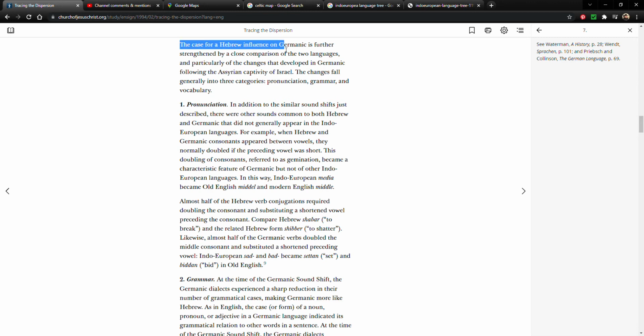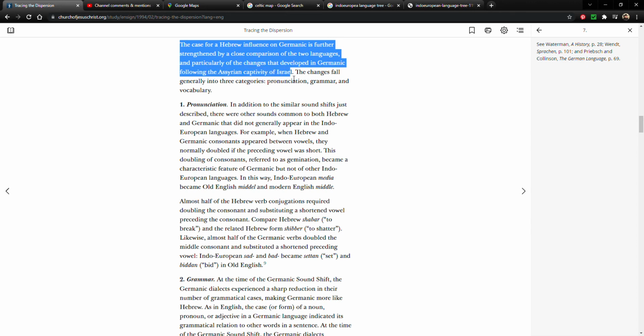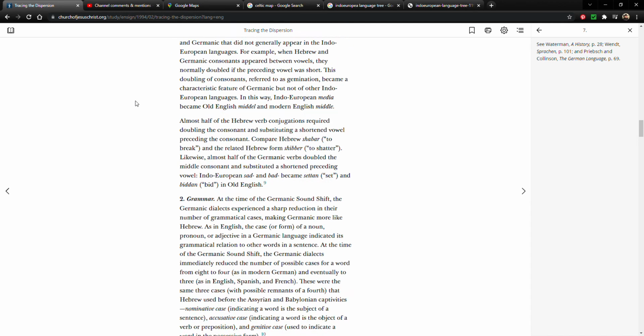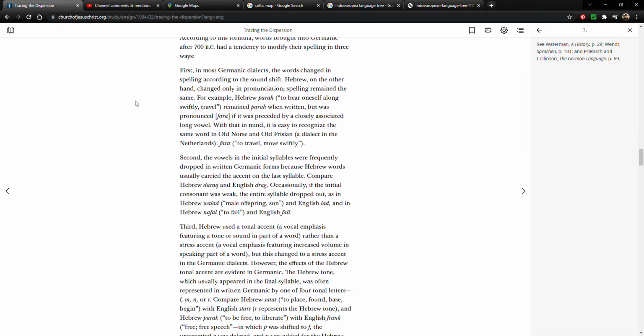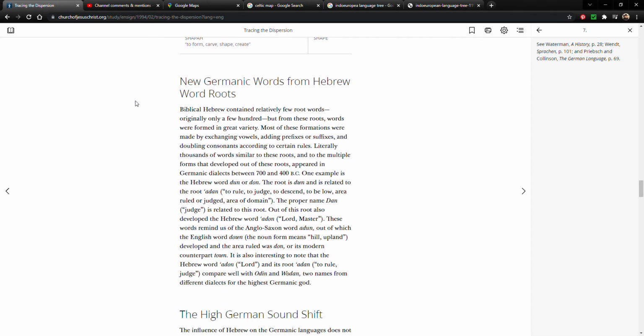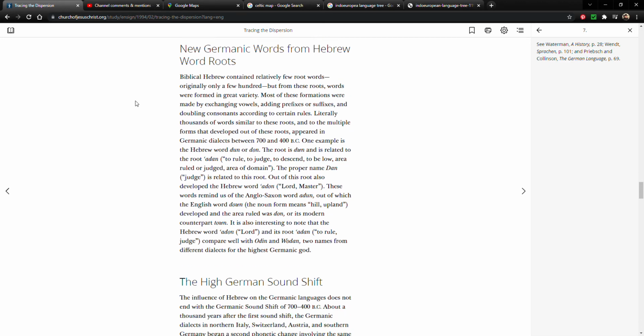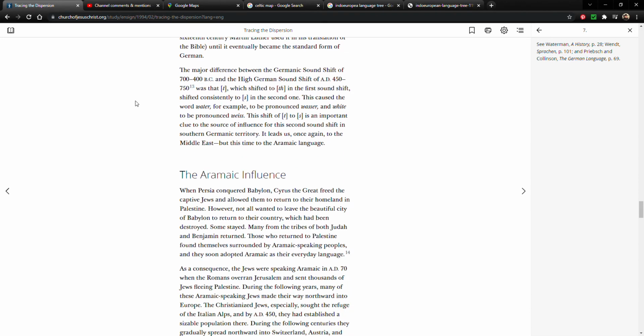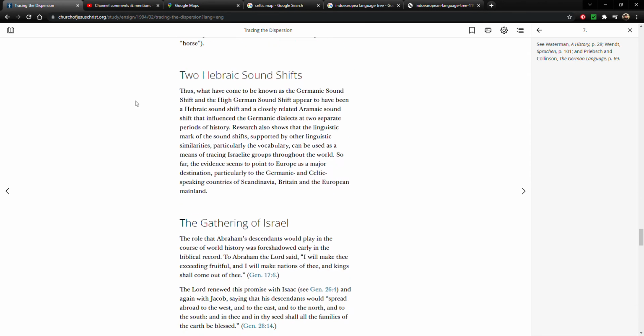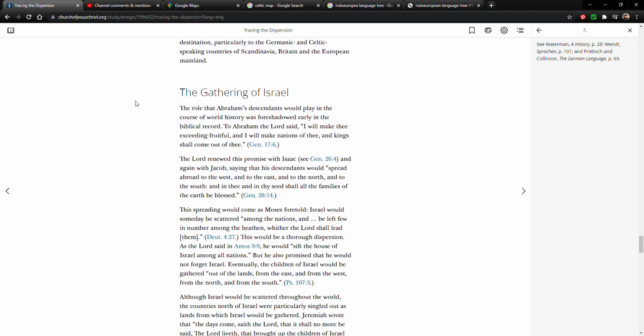The case for Hebrew influence on Germanic is further strengthened by a close comparison of the two languages, and particularly of the changes that developed in Germanic following the Assyrian captivity of Israel. The changes fall generally into 3 categories: pronunciation, grammar, and vocabulary. I might just skip through that part, maybe. New Germanic words from Hebrew word roots, the High German sound shift, the Aramaic influence, 2 Hebraic sound shifts, the gathering of Israel. So if you want to go into this yourself, you can.